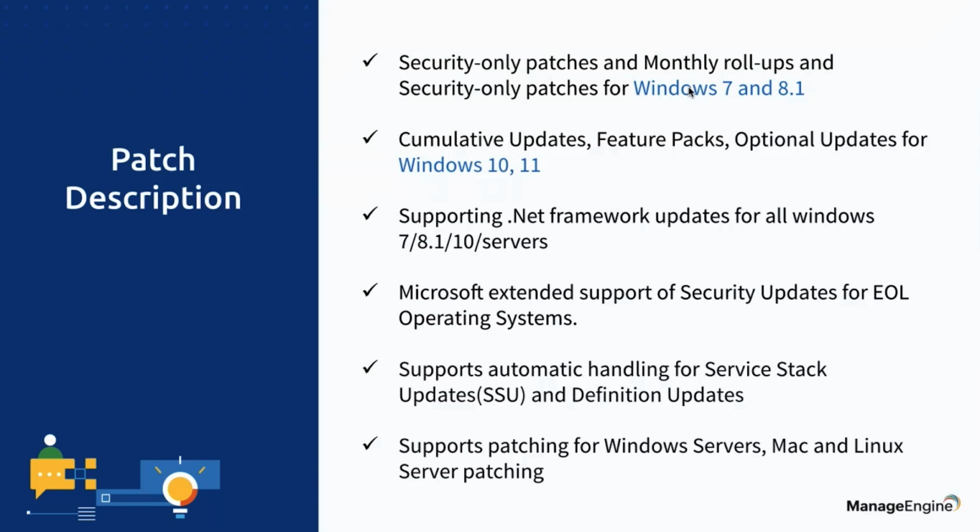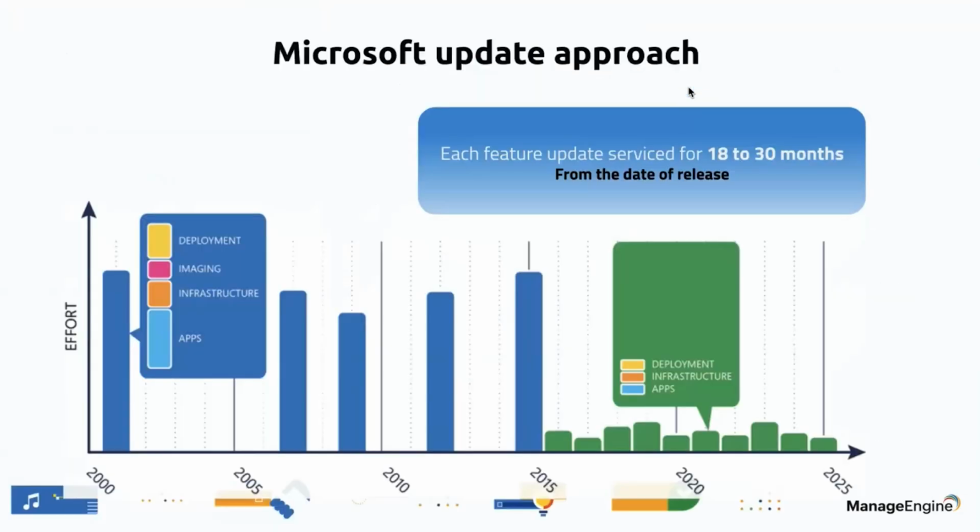We support security-only patches and monthly rollouts, and security-only patches for Windows 7 and Windows 8.1, cumulative updates, feature packs, and optional updates for Windows 10 and 11, supporting .NET frameworks, updates for all Windows 7, 8.1, 10, and servers. Microsoft extended support of security updates for EOL operating systems, provided ESU licenses are procured. Supports automatic handling for servicing stack updates and definition updates. Supports patching for Windows Server, Mac, and Linux Server.